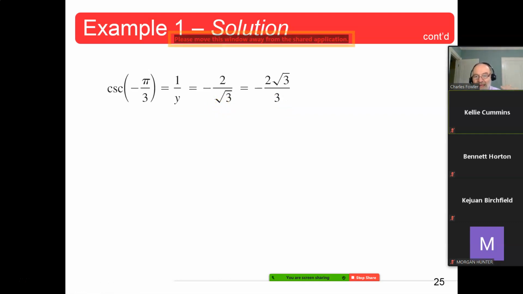You're not wrong. You're absolutely right. You just don't have it in the form they wanted you to have. Some other places, they may want you to be in this form. If you put it in this form, they'll say you're wrong.